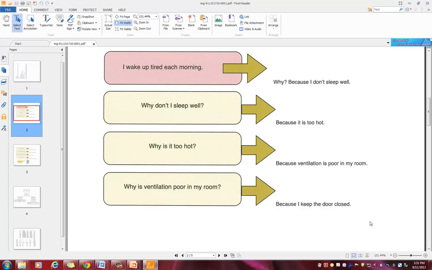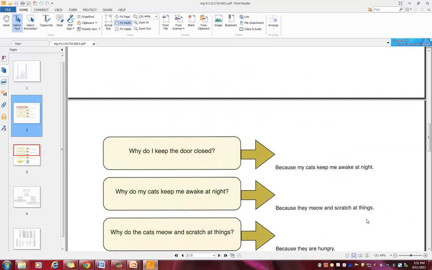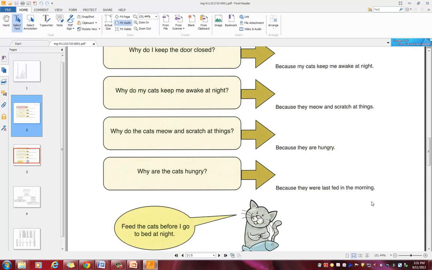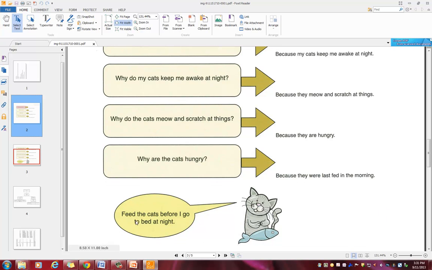Why is the ventilation poor? She identified the root causes. She kept the door closed. Then she continues. Why did she keep the door closed? And you can see that this person even threw in a little piece of creativity here, and that's not necessarily required or expected, but it lets me know a little bit about your personality too.